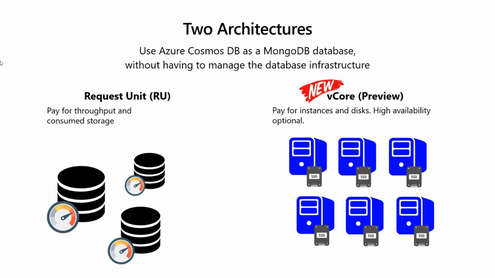The new architecture we're announcing is vCore, the brand new architecture. This is where you pay for instances and disks. This might sound familiar because you're accustomed to this, doing so on-prem or in IaaS or in other MongoDB services. This is just the same way. You pay for instances and disks, and high availability is optional if you'd like it.